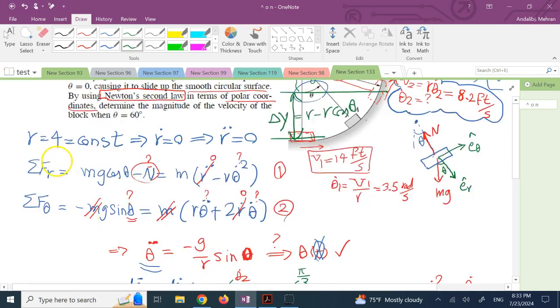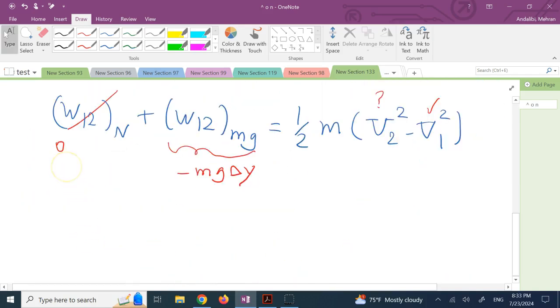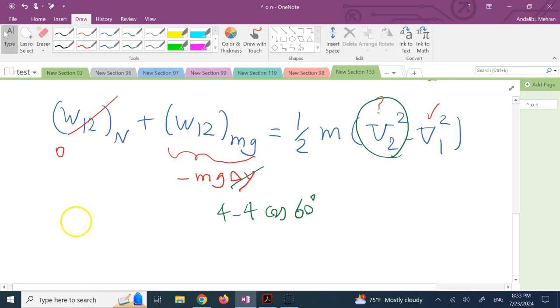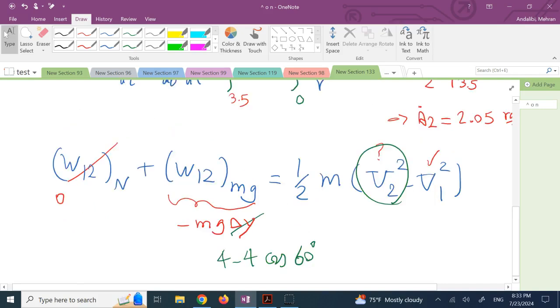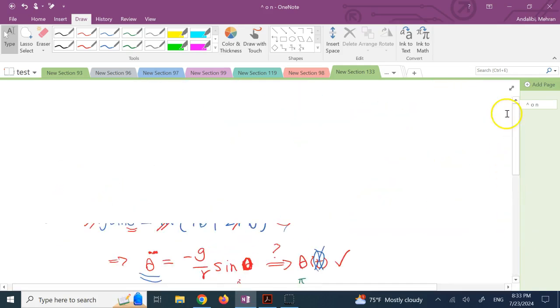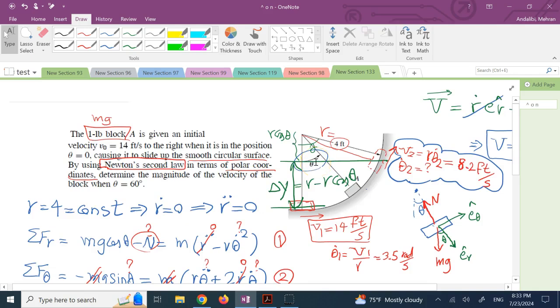Okay, so that's all you needed to do here, is to say that this delta y is 4 minus 4 times cosine of 60 degrees. And if you solve for v2, guess what? You're going to get exactly that 8.2 that we just solved for. So you see here, work energy is going to make life extremely easier and faster as opposed to the Newton method. But if in an exam somebody is asking you to use the Newton method as opposed to work energy, you have to follow the instructions of the problem. Okay? Let's go for the next one.